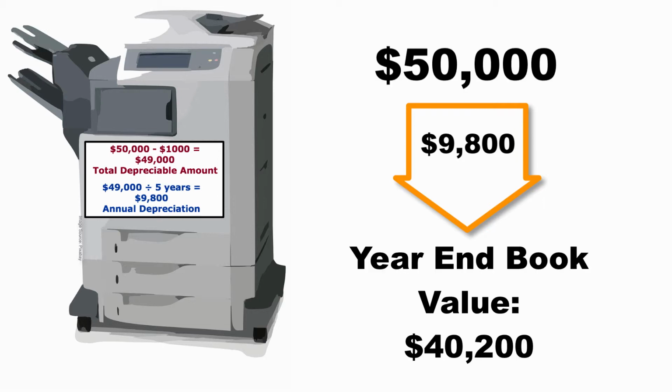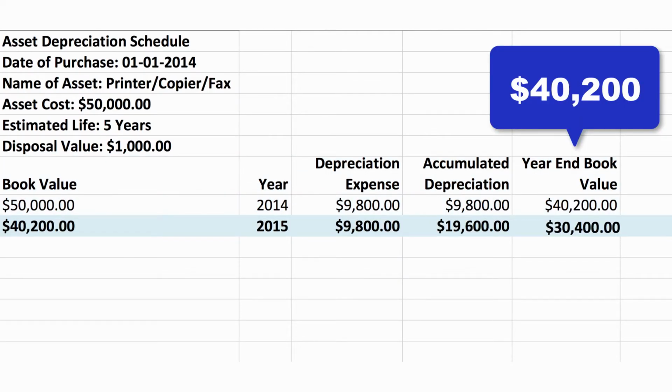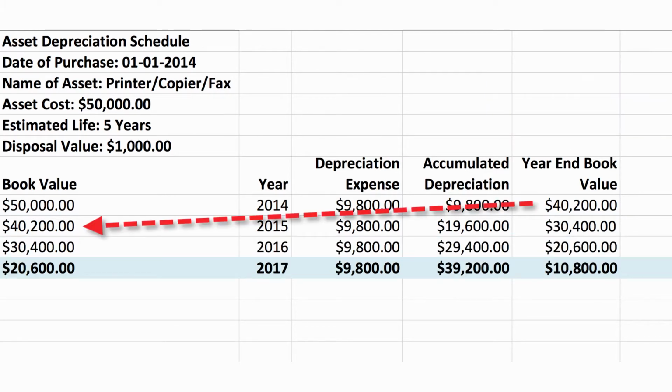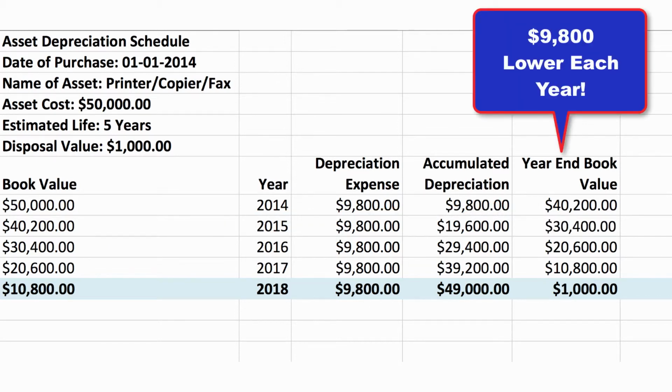In 2014, the book value of the printer started at full value but depreciated $9,800, leaving us with a year-end book value of $40,200 by the end of the year. Each year's year-end book value becomes the next year's starting book value. Have you noticed that the book value drops by $9,800 each year as you build this schedule?